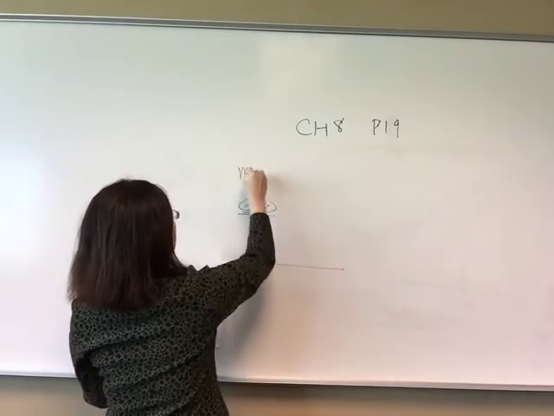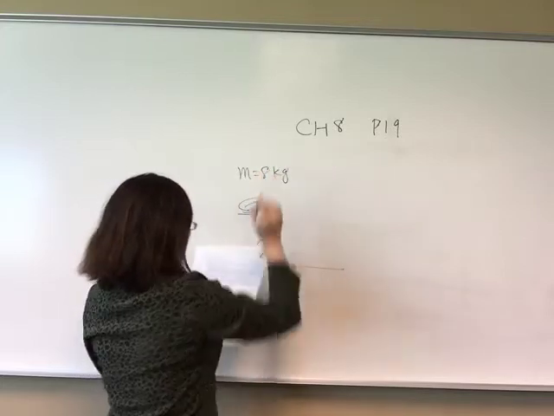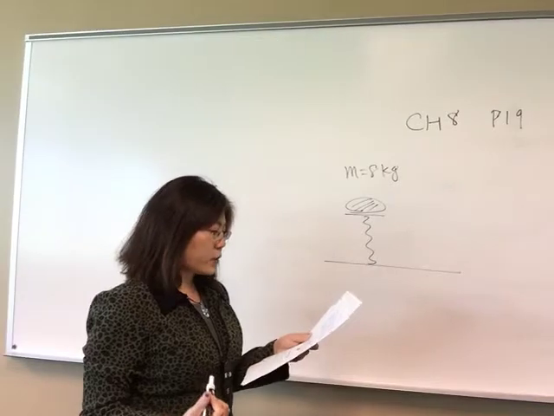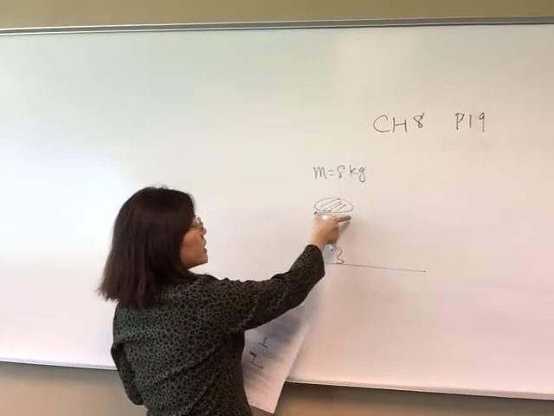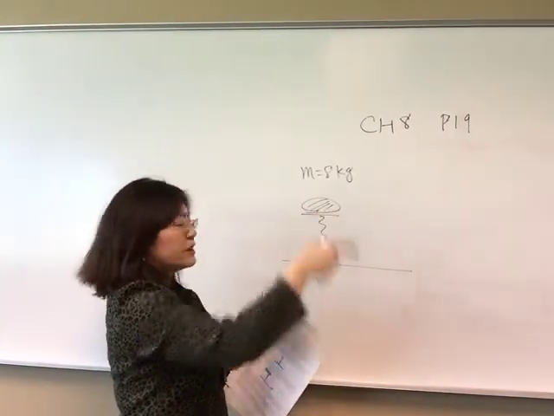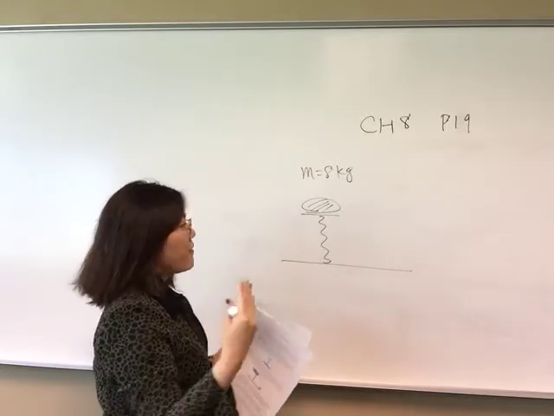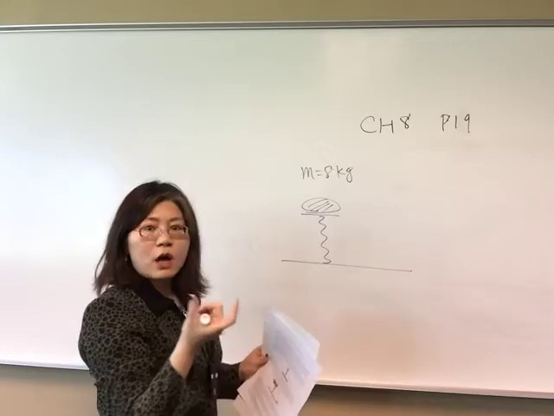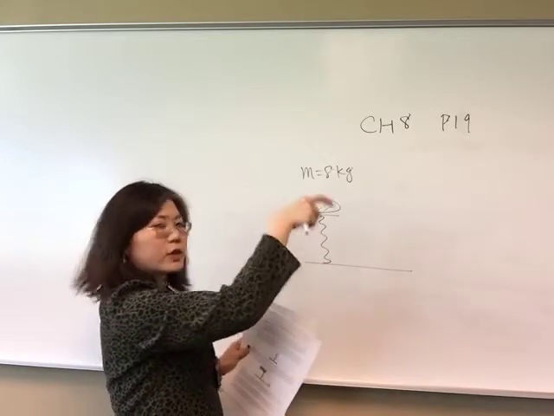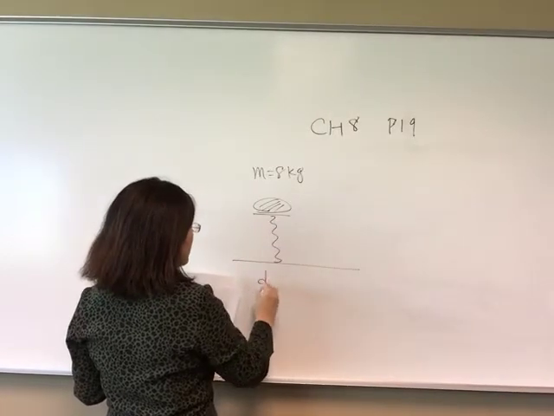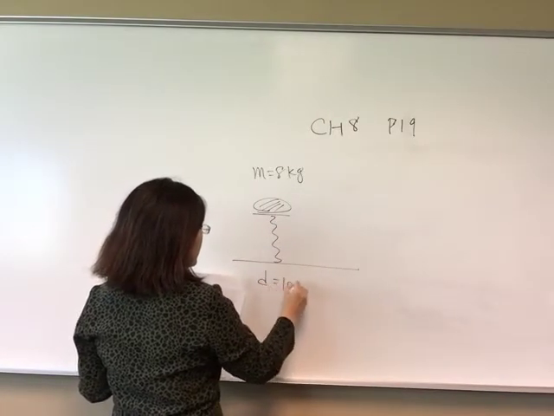So the mass is 8 kilograms, and the spring is compressed 10 centimeters down by the stone. When the stone rests on the spring, the spring has already been compressed by 10 centimeters, because the stone has weight. When it rests on the spring, it brings it down. So the displacement here is already 10 centimeters.